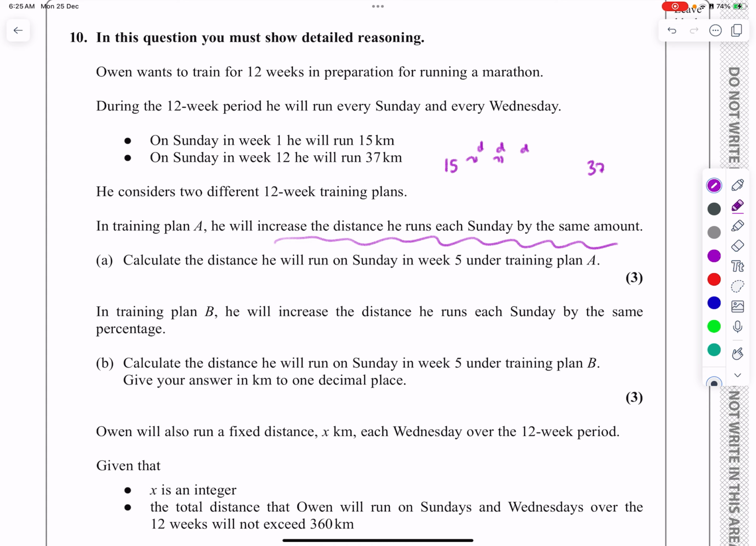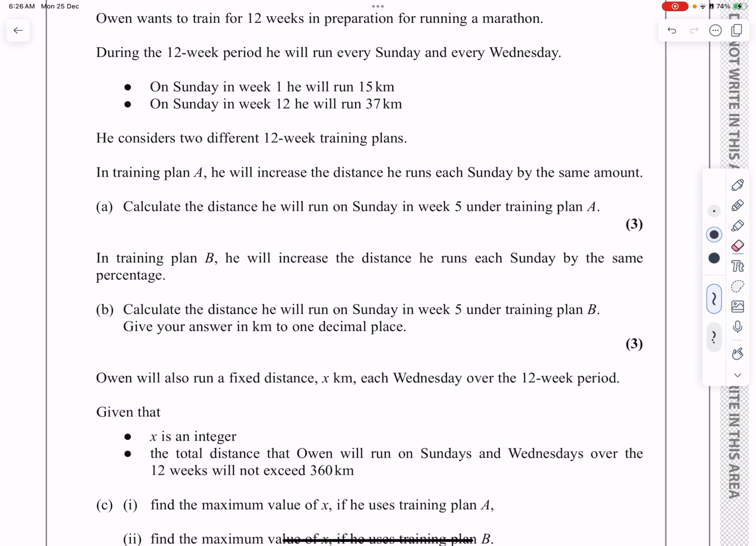In training plan B, he will increase the distance he runs by the same percentage here. So this time, again, we're still getting from 15 to 37 here, but we're basically going to be timesing by R each time. So that's going to be a geometric progression. Okay. You could almost stop there and actually just get going with it, but let's just read the rest of it. So it says for A, calculate the distance he's going to run in week 5. For B, calculate the distance he's going to run in week 5. Okay, so it's the same style of question.